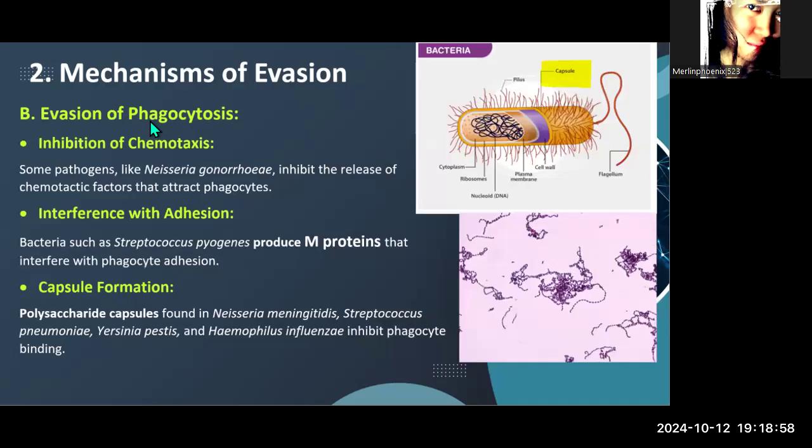Next is evasion of phagocytosis: inhibition of chemotaxis, interference with adhesion, and capsule formation. For chemotaxis inhibition, pathogens like Neisseria gonorrhoeae block the release of factors that attract phagocytes, while Streptococcus pyogenes produces M proteins that prevent phagocytes from adhering. For capsule formation, polysaccharide capsules in bacteria like Neisseria meningitidis, Yersinia pestis, and Haemophilus influenzae hinder phagocyte binding.